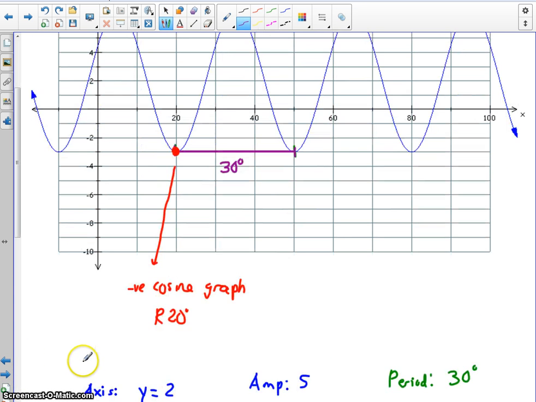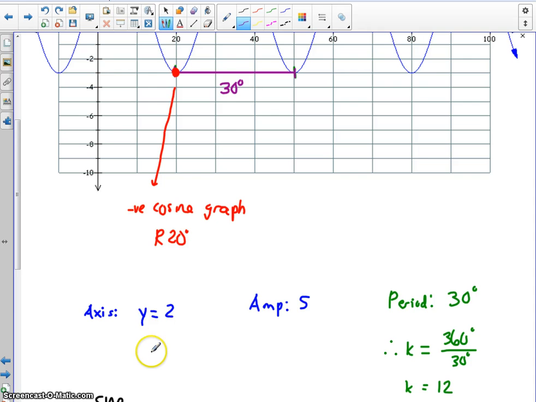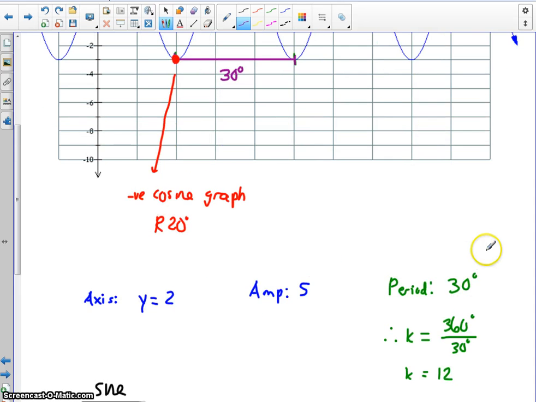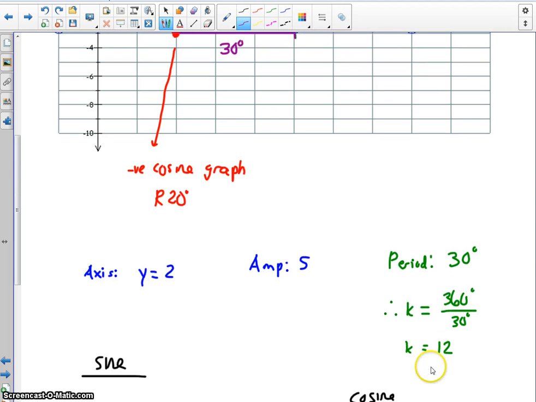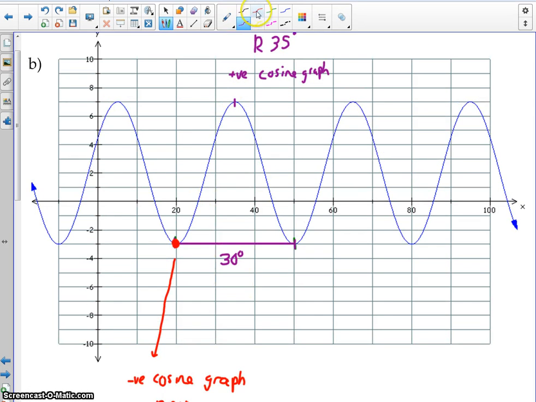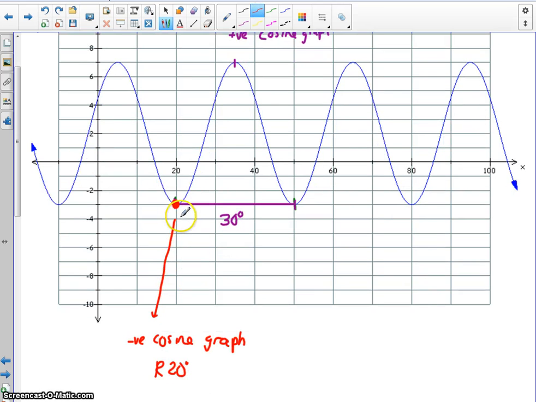Okay, so first off, check your main features. I got an axis of y equals 2, an amplitude of 5, and a period of 30 degrees. If a period's 30 degrees, that means k will be 360 divided by 30, which is 12. I started by creating a cosine graph because I thought it would be a little bit easier. And I created two. You only have to create one, but based on what you chose, you can try and match up your answers.